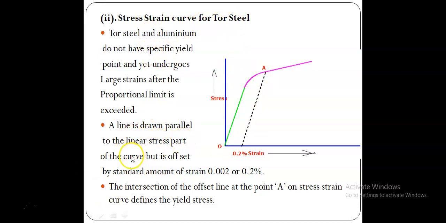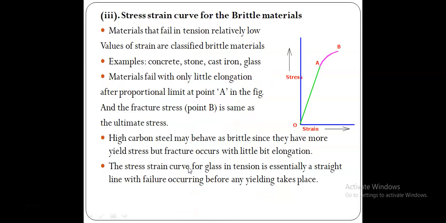So a line is drawn parallel to the linear stress part of the curve, but is offset by a standard amount of strain, 0.002 or 0.2%. Okay. Next, stress strain curve for brittle materials. So this is nothing but the typical stress strain curve of a brittle material. You see that a typical brittle material does not have a wide range of curve beyond the elastic limit, it has a very small range of curve and there will be a small deformation.